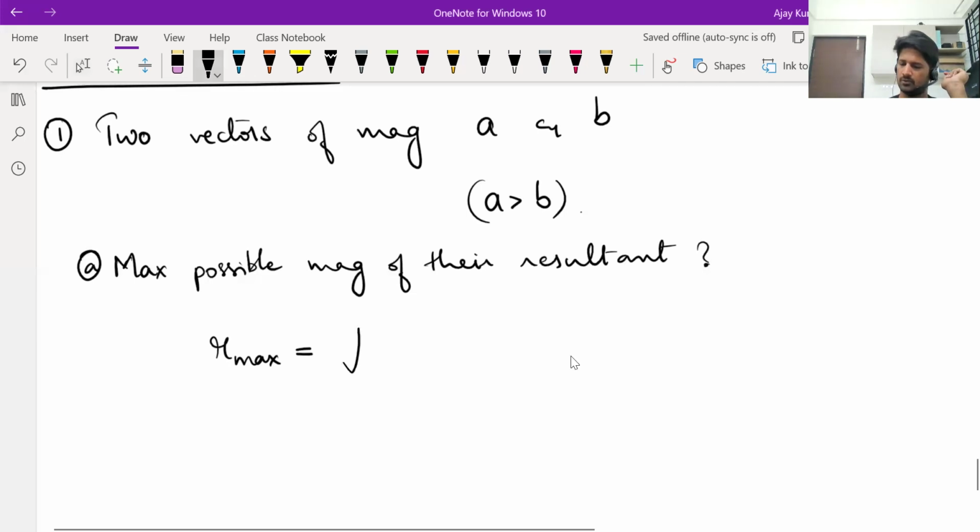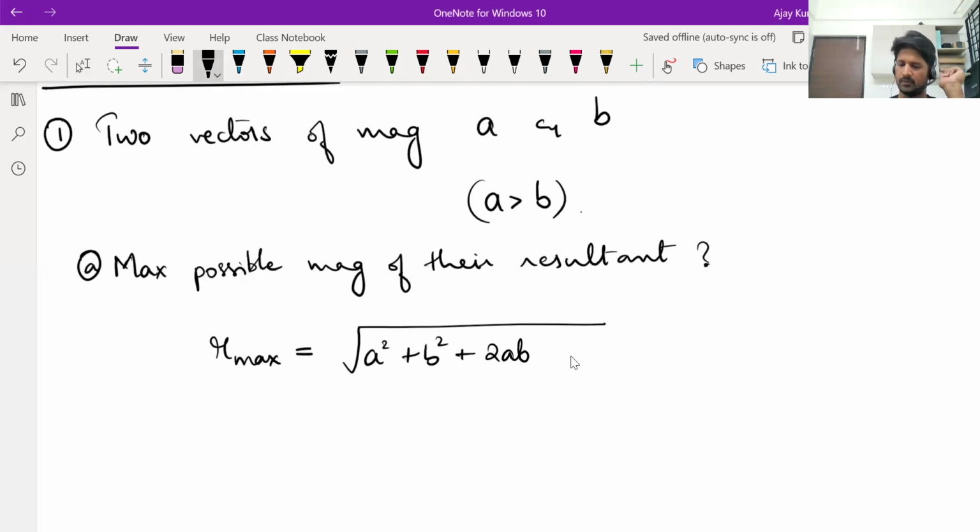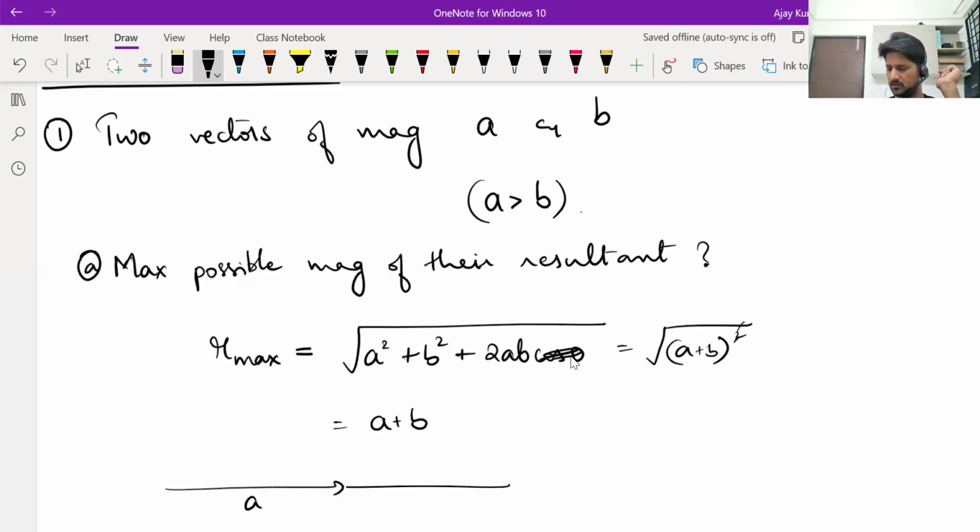So if you use the formula also, you will see that it is root of A square plus B square plus 2AB. For maximum resultant, angle is 0. So cos 0 is 1. So we'll put that aside. A square plus B square plus 2AB is A plus B whole square. So it's like under root A plus B whole square. The root and the square get cancelled. You will be left with A plus B. Makes sense. One vector of magnitude A, another vector of magnitude B. The resultant will have a magnitude A plus B.